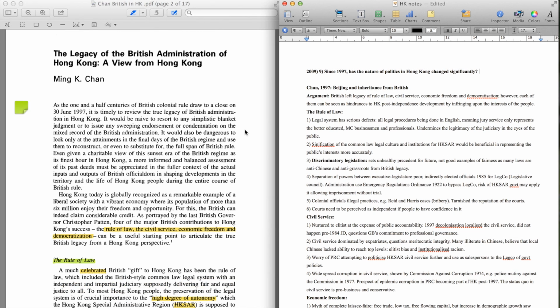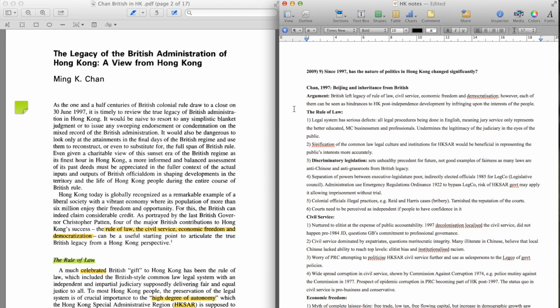So I've probably spent about 5 minutes quickly reading the introduction and skimming over the conclusion to discover that the piece is going to be exploring the rule of law, the civil service, economic freedom, and democratization in Hong Kong, and eventually conclude that the British administration did not fully help these different areas in being as efficient and uncorrupt and promote a clean form of politics within the region.